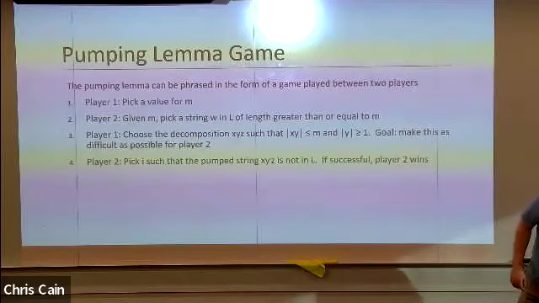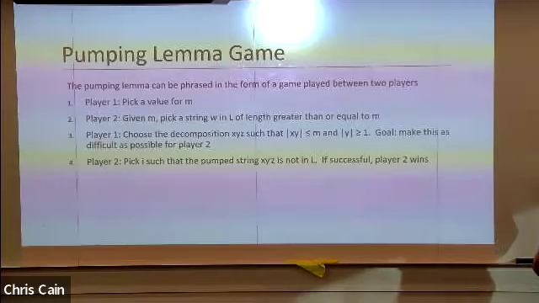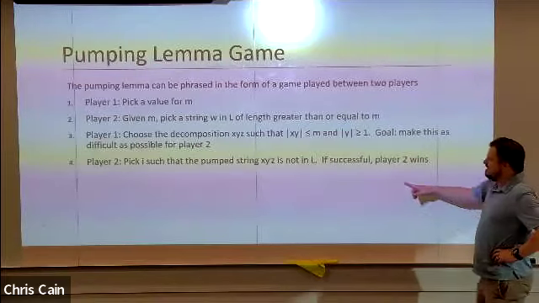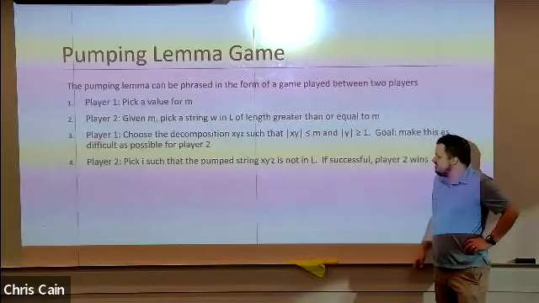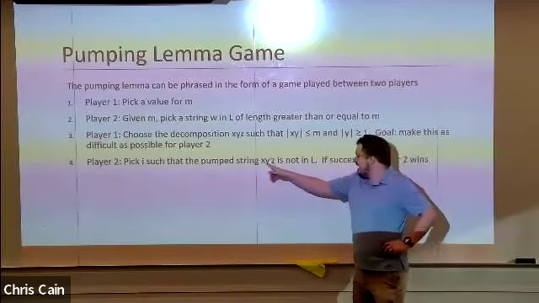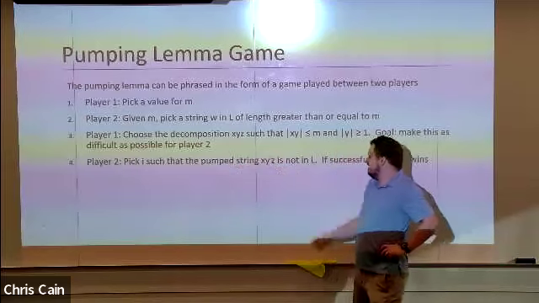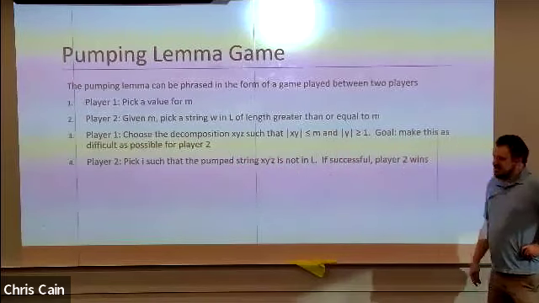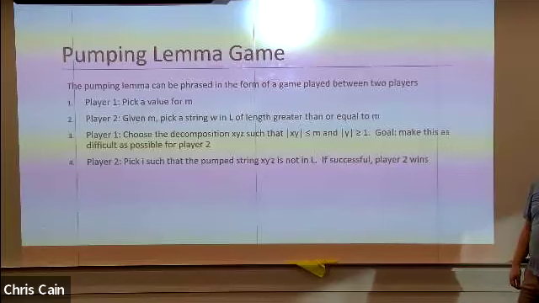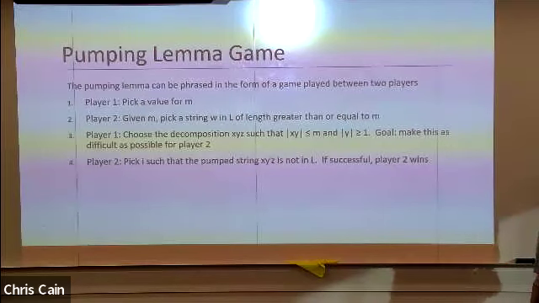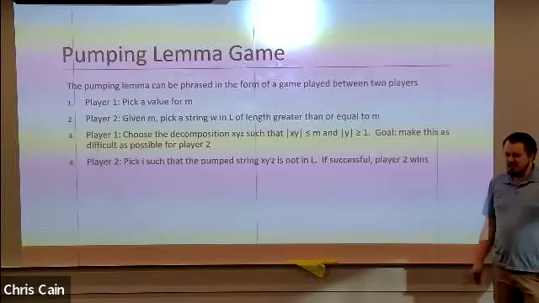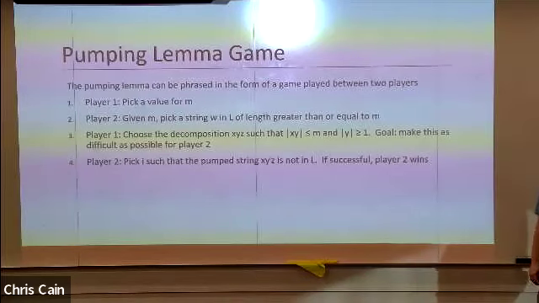So finally, player two is going to pick the number of repetitions of the loop such that some pump string X, Y to the I, with the I that they pick, Z, is not in the language. If player two is successful, then player two wins. If player two cannot do this, then player one wins.